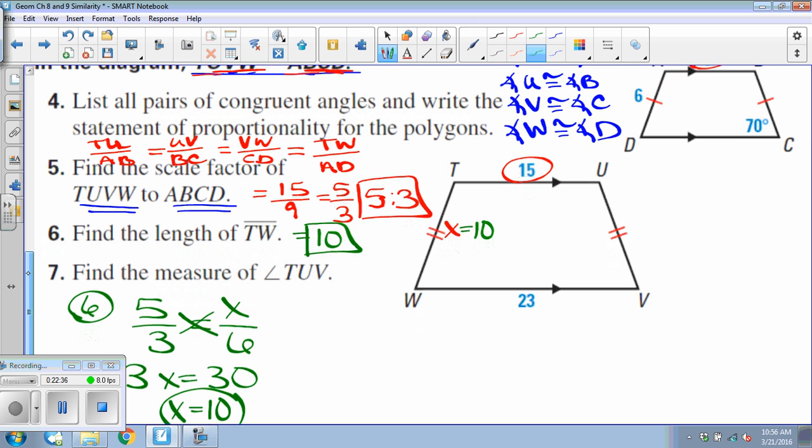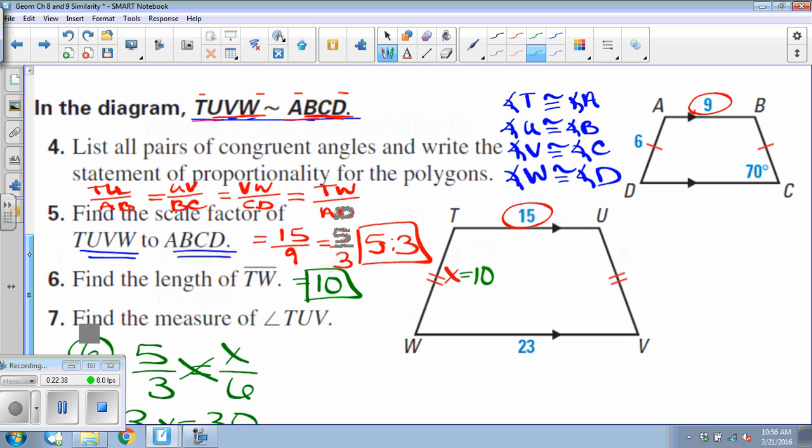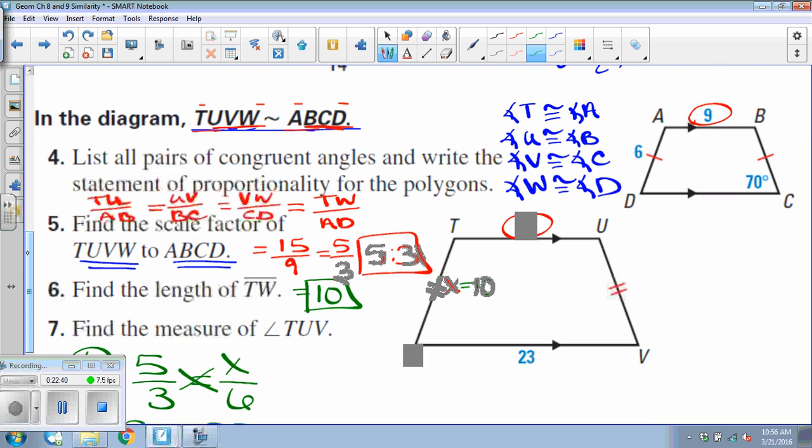Okay, and then number 7, find the measure of angle TUV. Angle TUV is this right here. What angle does that correspond with? Angle B, right? This angle is congruent to that angle. TUV corresponds with ABC, so that's angle B, right? So these two are the same.